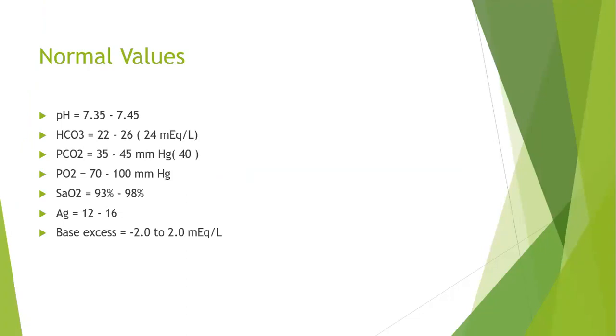And normal pH range is a very narrow range, actually. It's 7.35 to 7.45 only. And bicarb range is around 22 to 26 milliequivalents per liter. PCO2 range is 35 to 45 millimeters of mercury normally, and PO2 normally should be around 70 to 100 millimeters of mercury.